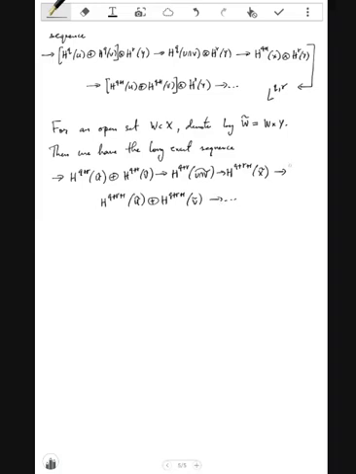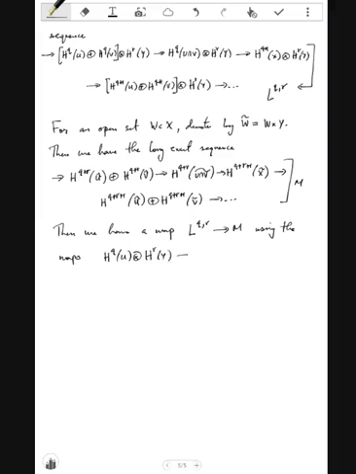So let's call this sequence M. Then we have a map L(q, r) to M, using the maps H^q(U) tensor H^r(Y) to H^{q+r}(U cross Y), given by alpha tensor beta goes to p1 upper star alpha wedge p2 upper star beta.